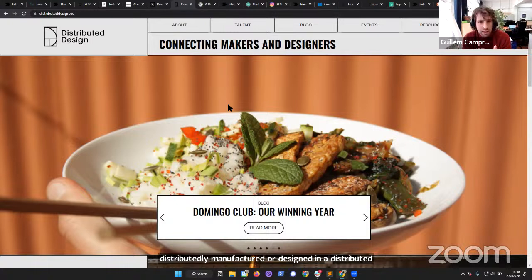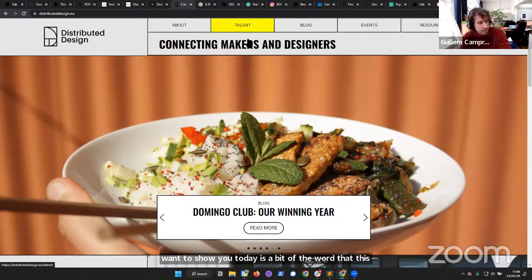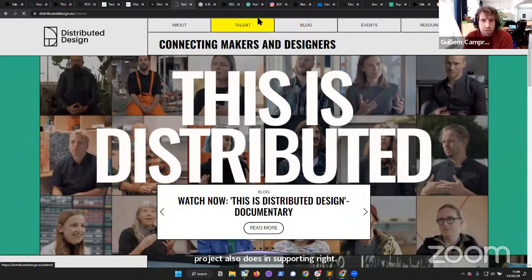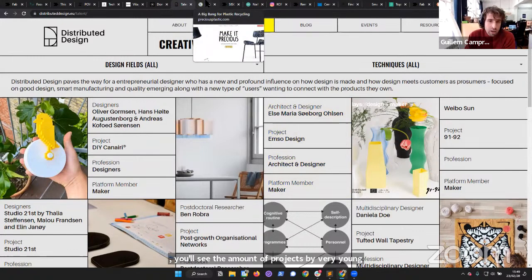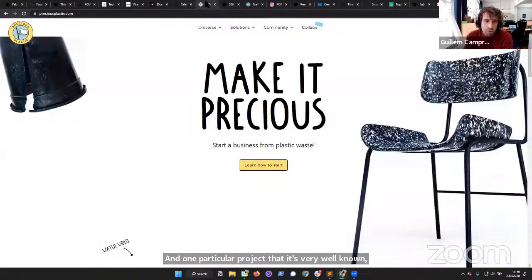a bit of the work that this project also does in supporting other initiatives, in supporting this idea of incubating value-generating projects. So if you check, for example, the talent section, you'll see the amount of projects by very young designers, which every year are part of that flow. And one particular project that is very well known, but I wanted to show just to see where this goes. The Distributed Design program does a challenge every few years.